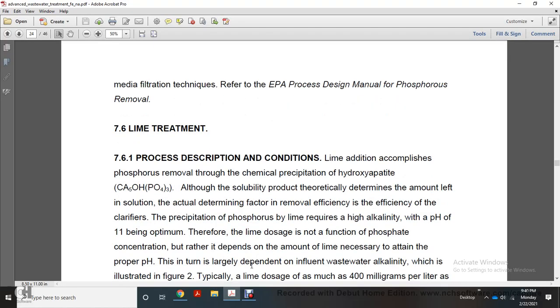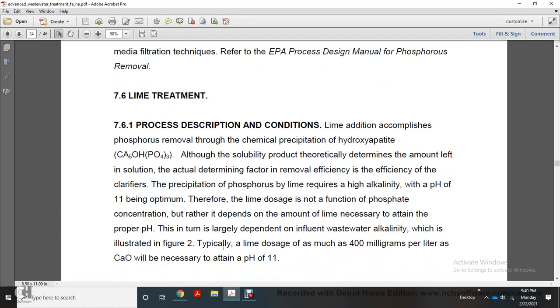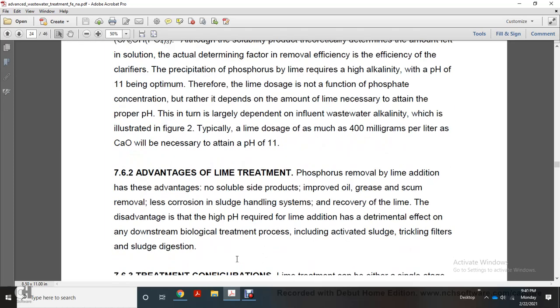Lime dose is not a function of phosphate concentration; rather, it depends on the amount of lime necessary to attain proper pH. This is largely dependent on the influent wastewater alkalinity, which is illustrated in Figure 2. Typical lime dosage is as much as 400 milligrams per liter as CaO necessary to attain pH 11.